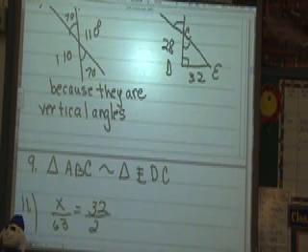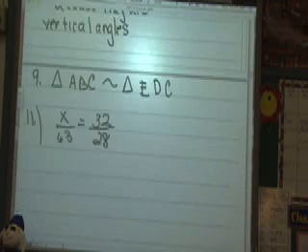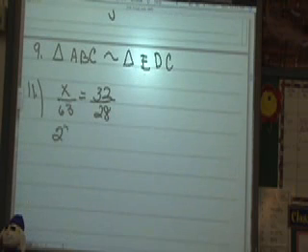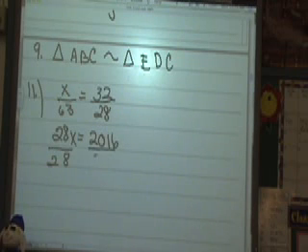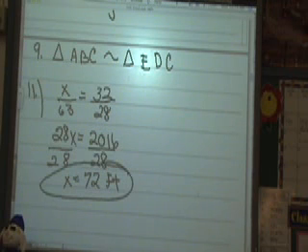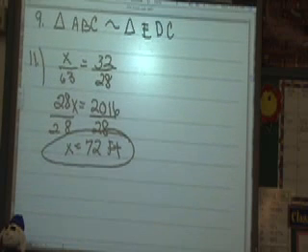Cross products. 28x equals 2016. What'd he say? 2016. Thank you. Agreed? That's 28. And how long is that lake without actually having to measure it? 72. 72 feet long. Very good. And number 12 is the same kind of problem. You just set up a proportion and get the distance across the river. Same setup, just match up the sides correctly.